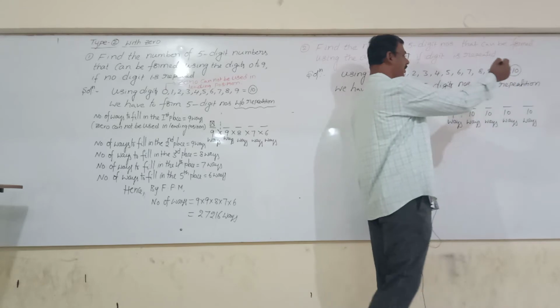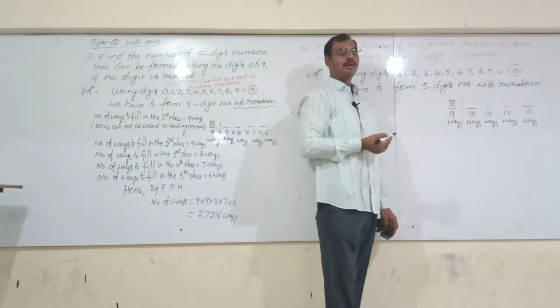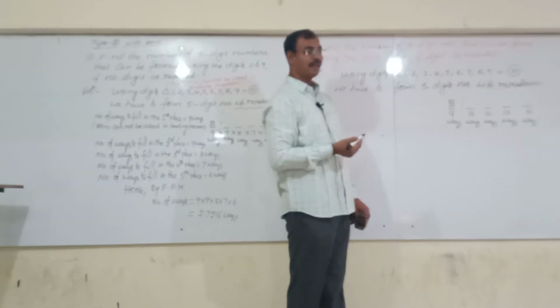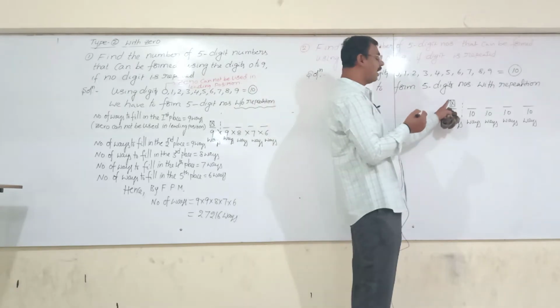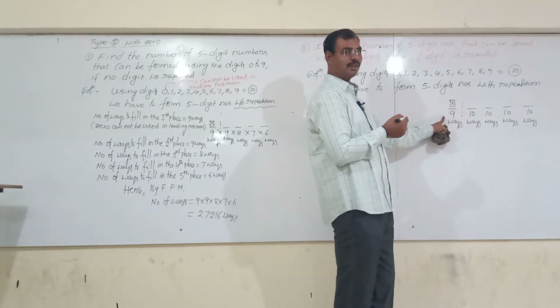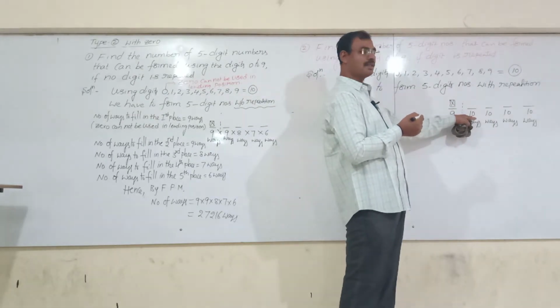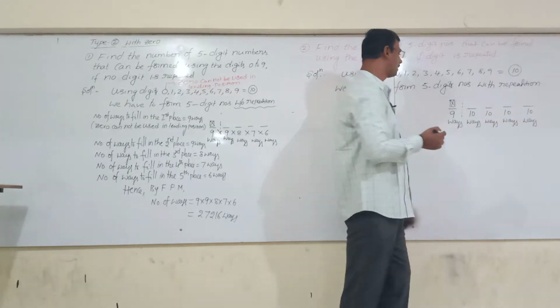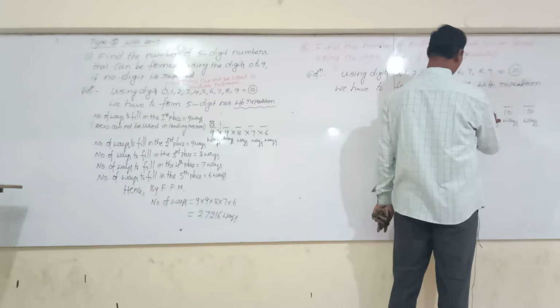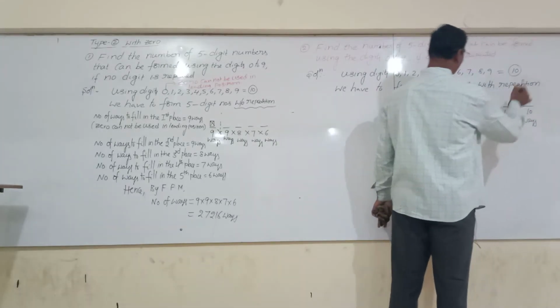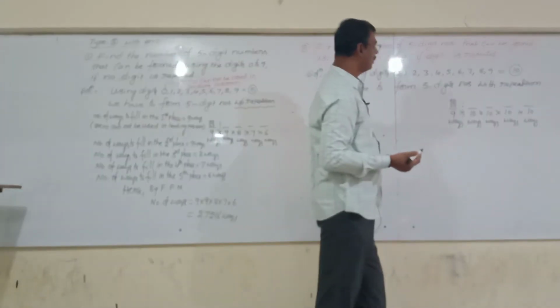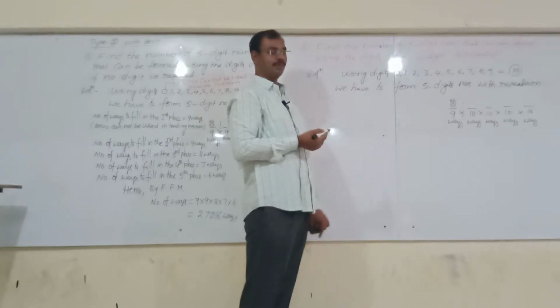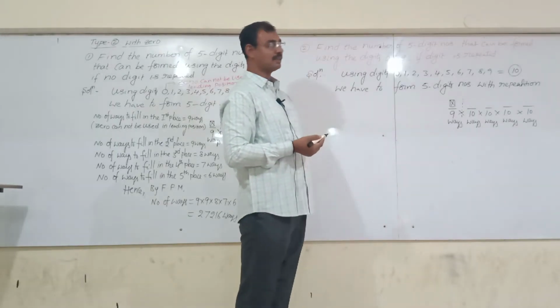So for the total number of ways, do I multiply or add? Multiply. Why? Because I do not stop at the leading position. I further build the second place, third place, fourth place, fifth place. So I have to use the multiplication rule. The total number of ways is equal to 9 into 10 raised to 4. So this is our required answer.